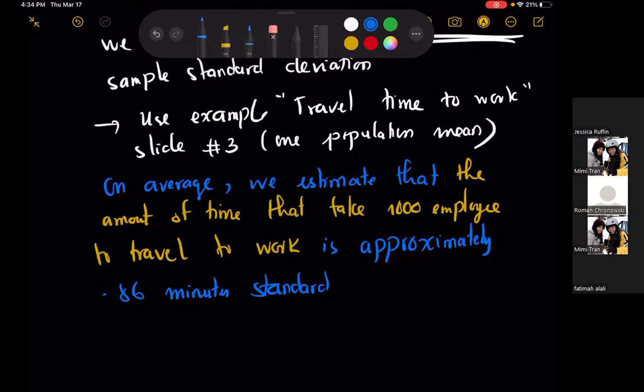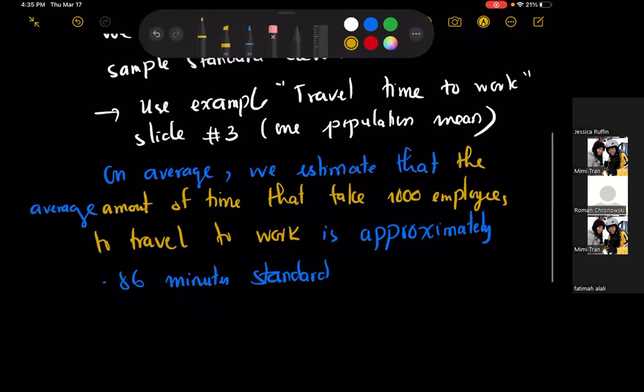We estimate that the average time, the average amount. It's an approximation of the average amount of time that it takes 1,000 employees, plural, to travel to work is approximately 0.86 minutes. Standard deviation still.